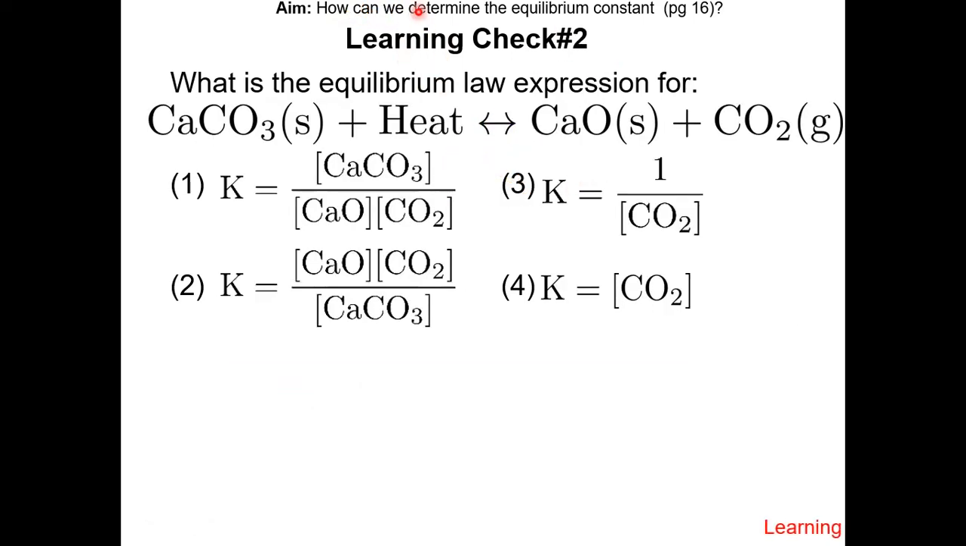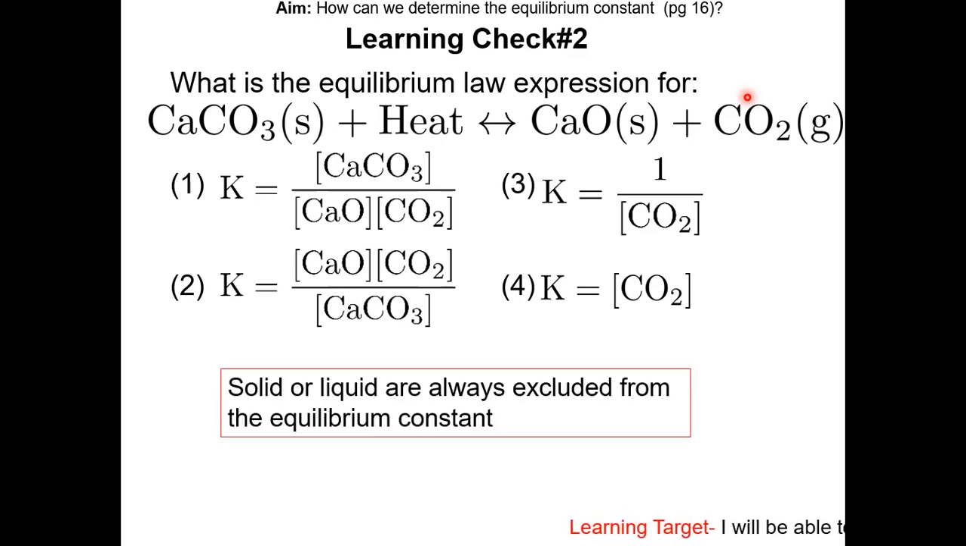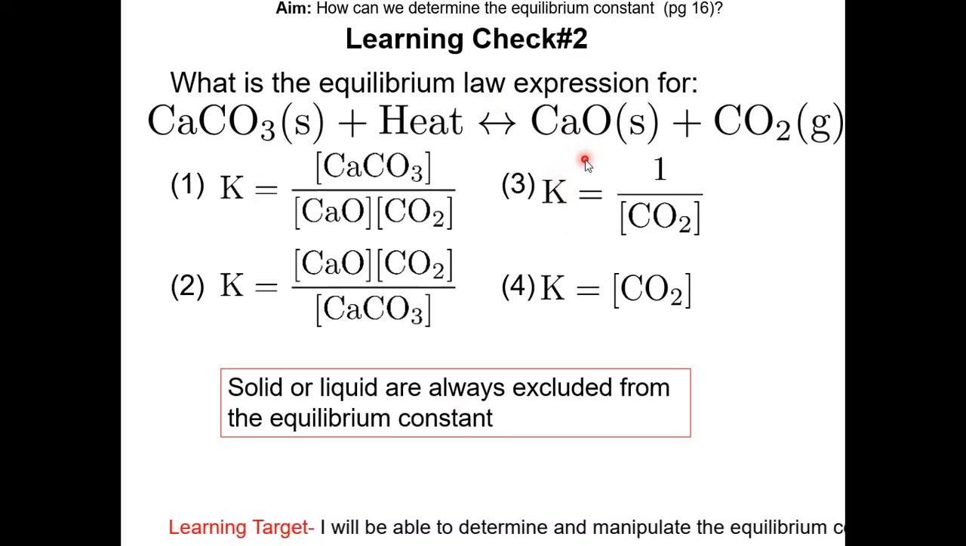Learning check number 2. What is the equilibrium law expression for the following? Pause the video, resume as completed. Same as before, solid or liquid is always excluded from the equilibrium constant. So calcium carbonate and calcium oxide are excluded from the K constant because both of these are solid. So the answer is choice 4.